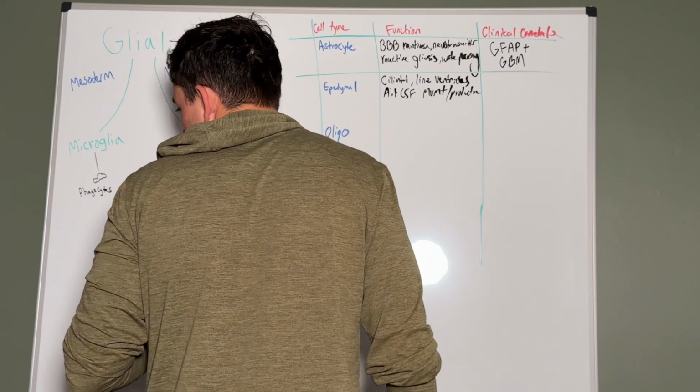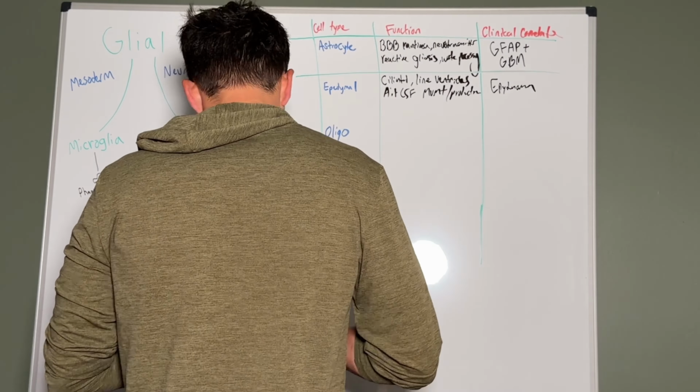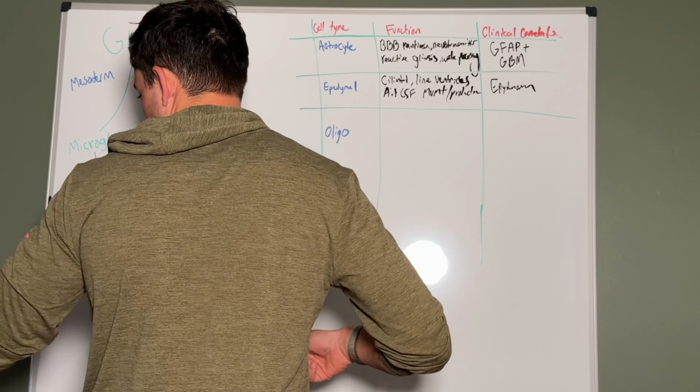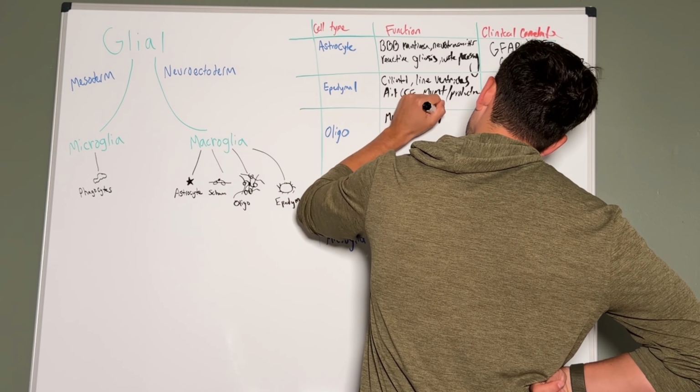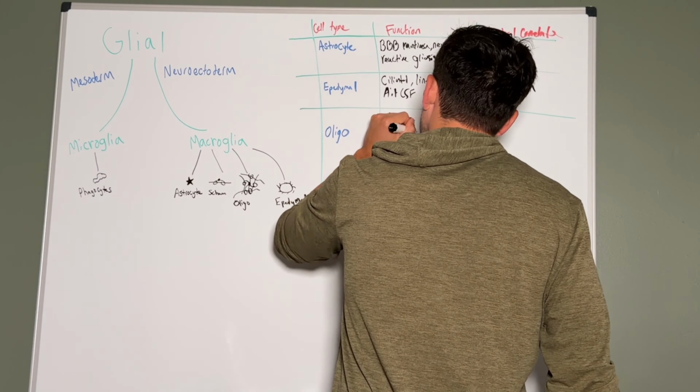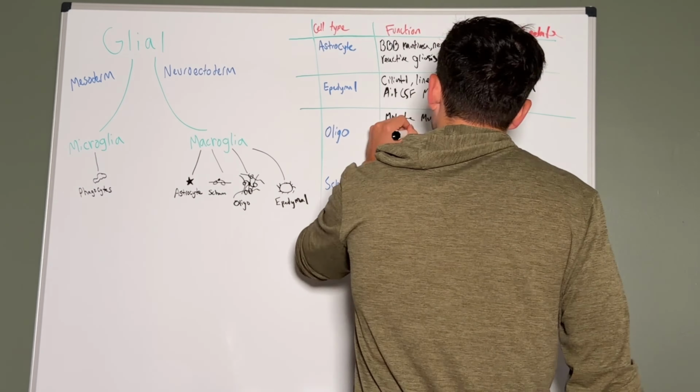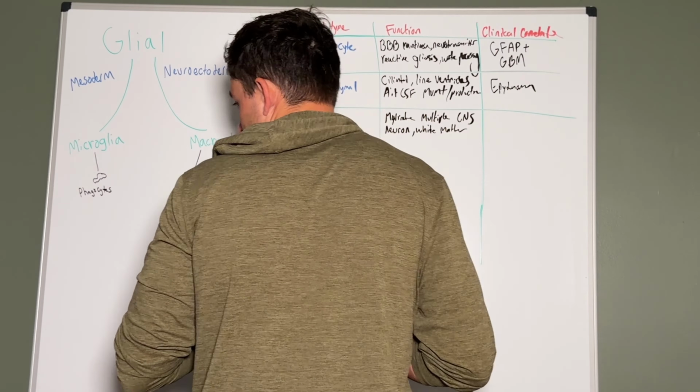Next, Schwann cells, they myelinate the PNS. This is a key differentiator, but strictly one-to-one, again, key differentiator. One Schwann cell, one axon. Clinically, GBS/AIDP. Their tumor is a vestibular schwannoma, schwannomatosis.